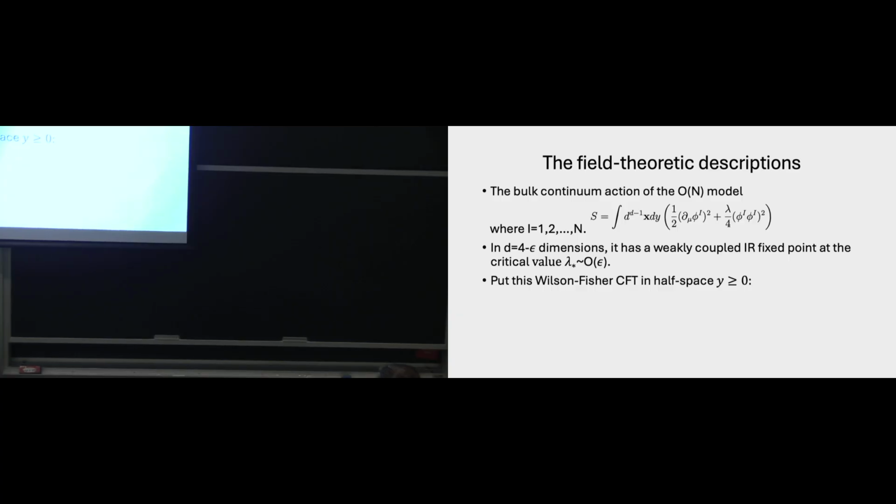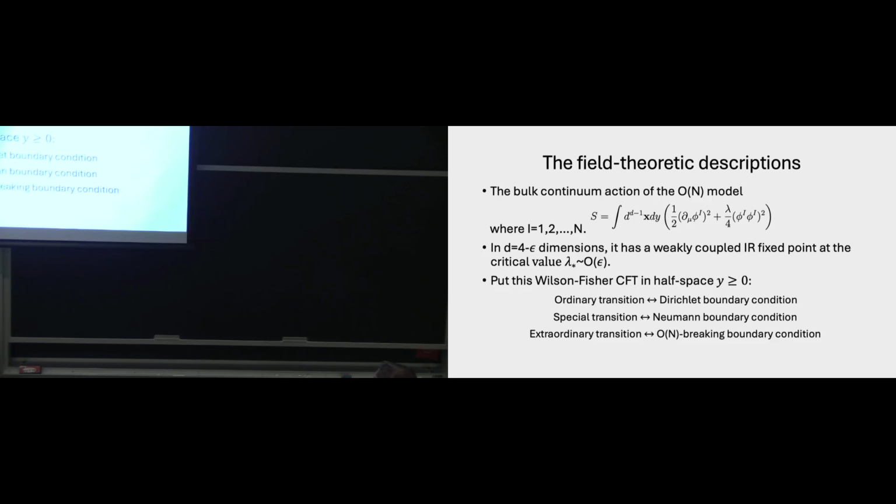Now we use this Wilson-Fisher theory to study boundary criticality. We put this Wilson-Fisher CFT in half space, so we just take y to be positive in this action. It's known that the ordinary transition corresponds to perturbing the Dirichlet boundary condition of the free theory, the special transition corresponds to perturbing the Neumann boundary condition, and the extraordinary transition corresponds to some O(N) breaking boundary condition.